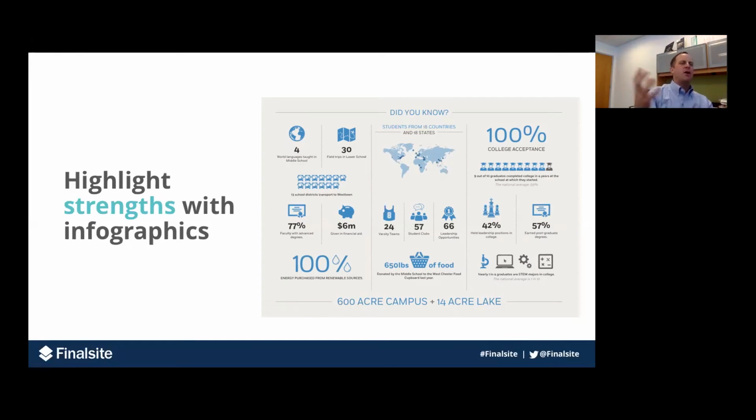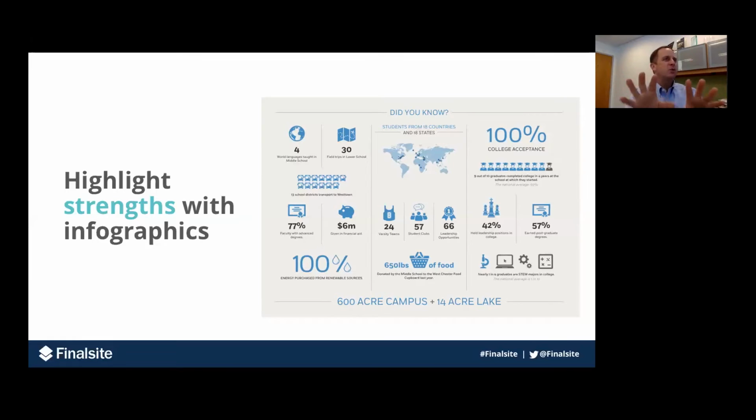I'm thinking, I'm a parent, so just think about this. I'm a parent. I'm on their homepage. I see this infographic, and I look at 100% college acceptance. And I go like, wow, if I'm paying all this money to send my kid to your school, that's a great stat. Let's look at some more. World language taught in middle school, 4. Field trip to lower school. But on the CMS on the back end, you could go in and change that 4 to a 5.